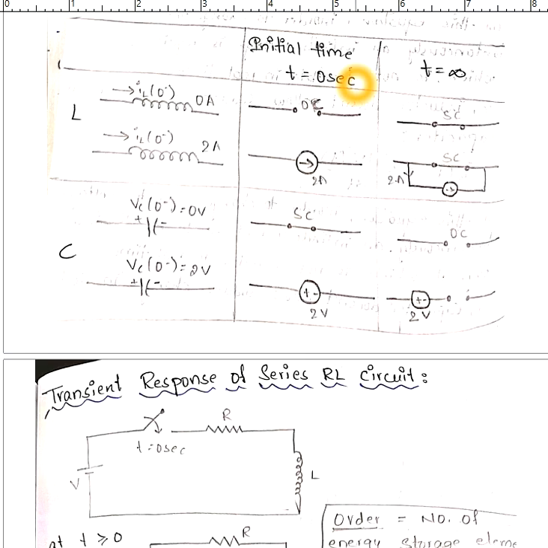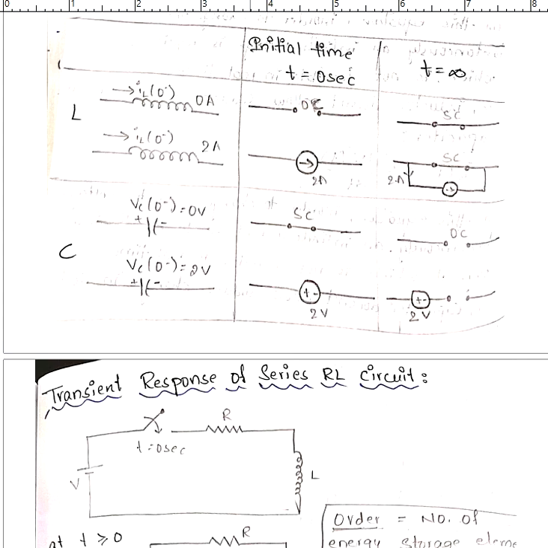Just to have a quick summary here, in case of inductor, if the initial time is at t equals 0 seconds, and if the current flowing through the inductor is 0 amperes at 0 minus seconds, it will be the same even at IL of 0 plus, that is at 0 plus seconds. Why? Because an inductor doesn't allow sudden changes in the current. So at initial time t equals 0 seconds also, the inductor behaves as an open circuit.